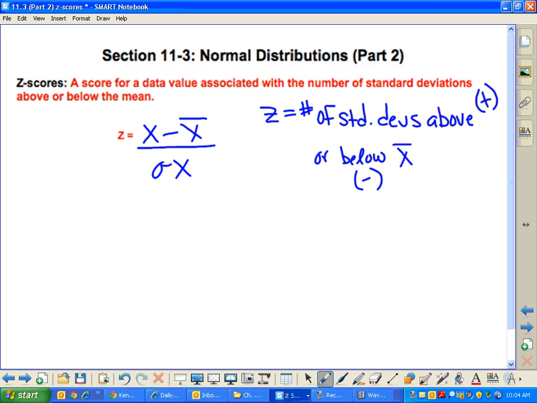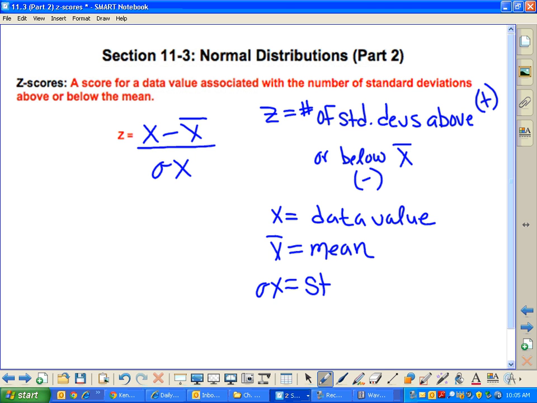X, by the way, just to reiterate, is the data value that you're working with. Little new verb for you. If you want to normalize a piece of data, that's what you're doing. You're trying to figure out how it fits into the bell curve when you do this. X bar, you know what that is, right? It's your mean, very good. And sigma x, you know what that is, right? Standard deviation, very good. Not your number of standard deviations, that's the z-score. Sigma is your, if I could spell, your standard deviation.